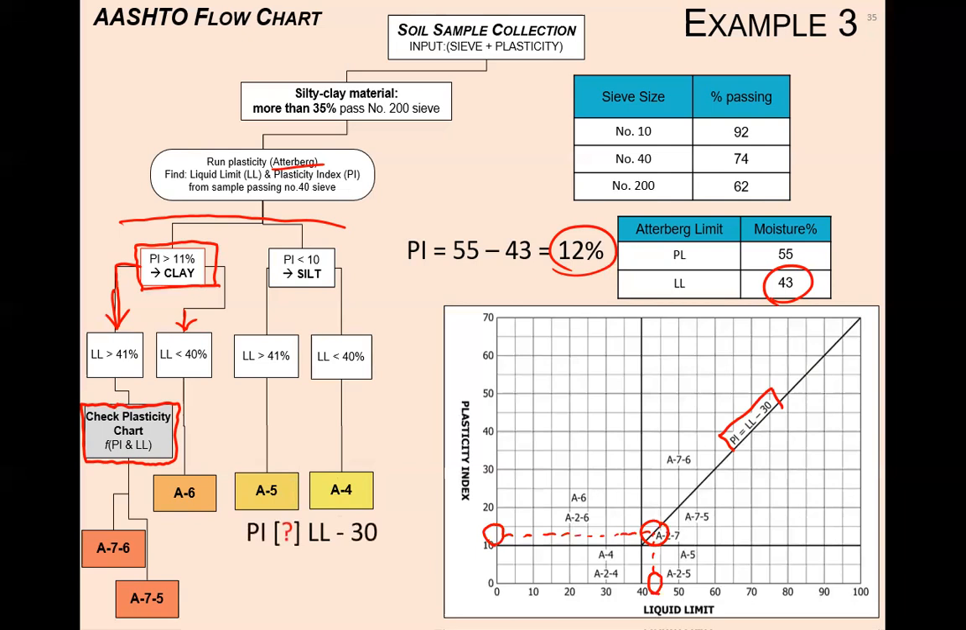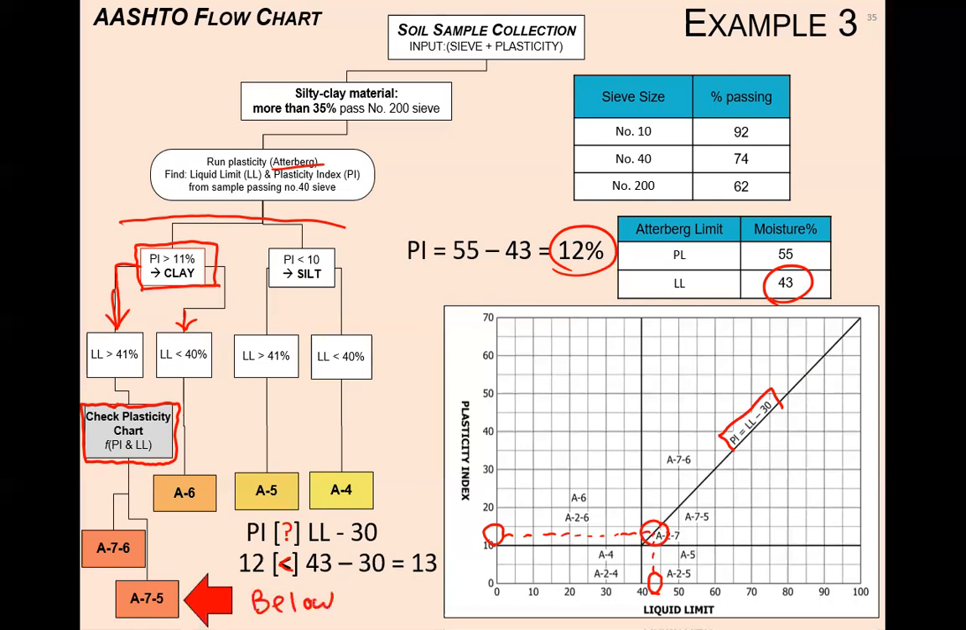So what we would do is just plug that in and see if our PI is greater than this value or less than this value. If it's greater than this value, then we know our PI is above the line. If it's less, then it's below. So we have 12 for our PI, 43 minus 30 is 13. So it is less than the actual calculated value. So if it's less than, that means it's below the line.